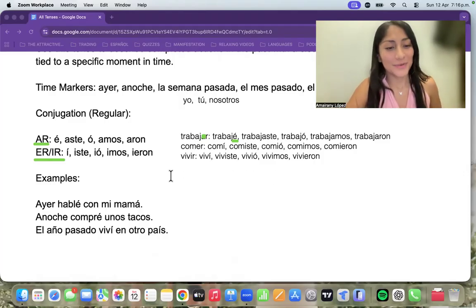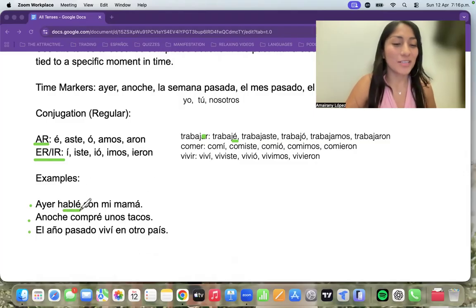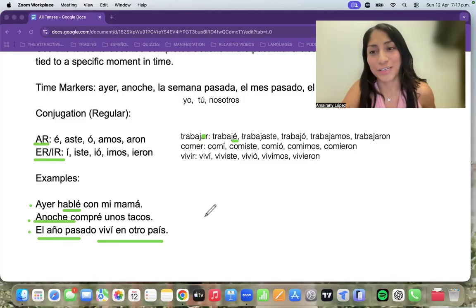Now, okay, we have ayer hablé con mi mamá. Anoche compré unos tacos and el año pasado viví en otro país. Yesterday I talked or spoke to my mom. Anoche compré unos tacos. Last night I bought some tacos. And last year I lived in a different country. Okay?